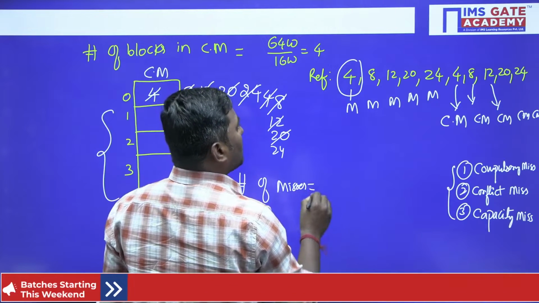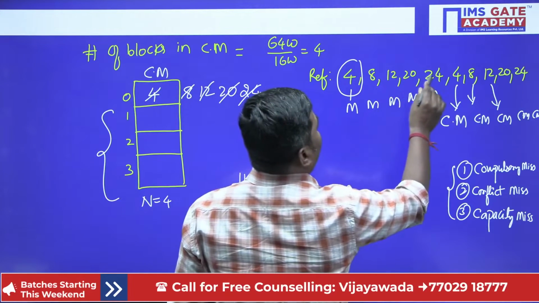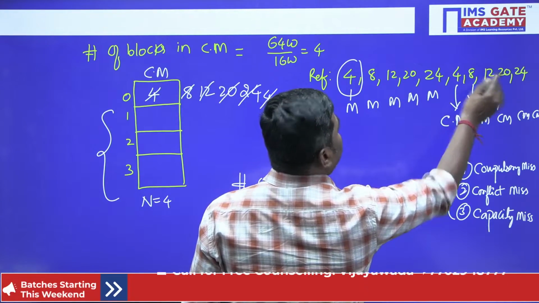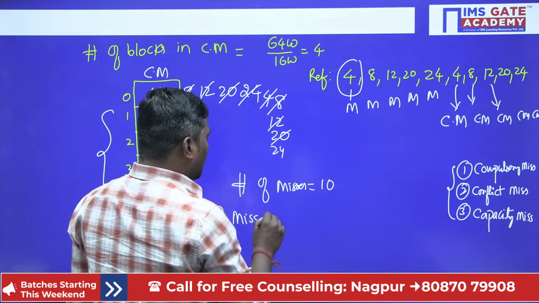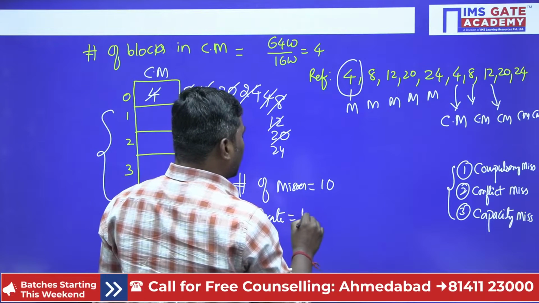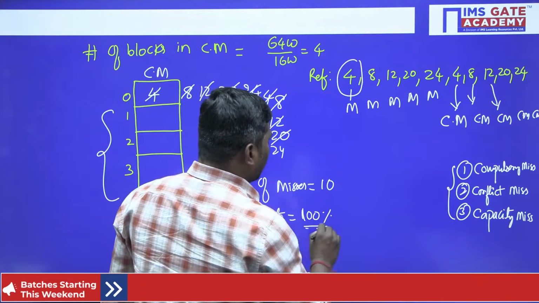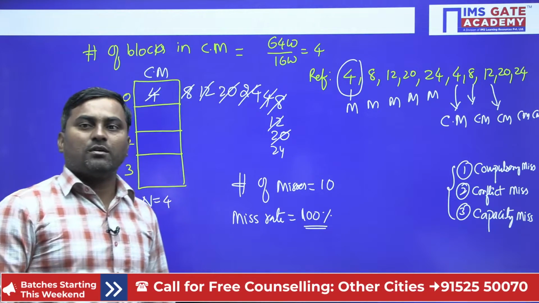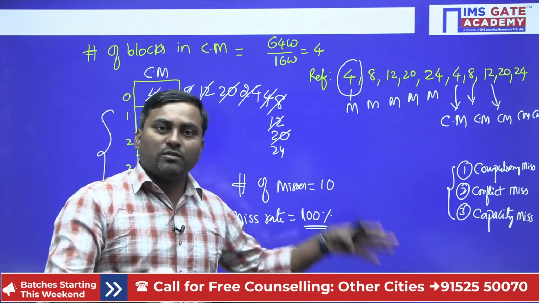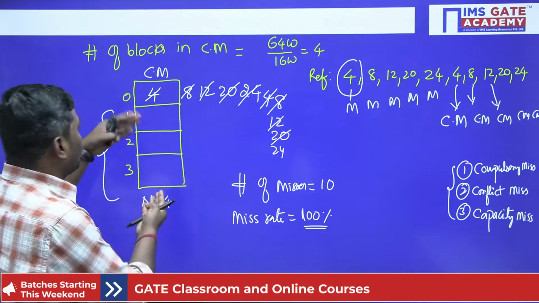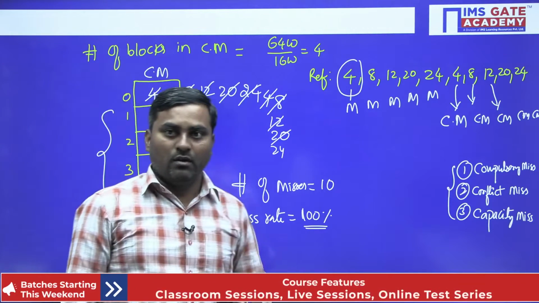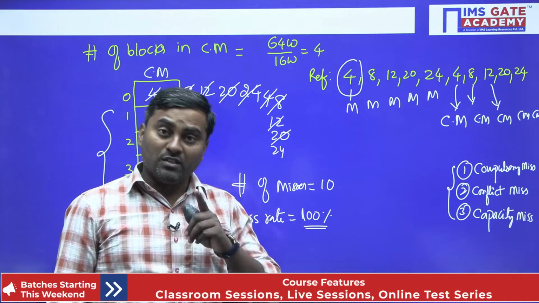How many misses happen? 1, 2, 3, 4, 5, 6, 7, 8, 9, 10. Ten. Suppose I ask you, what is the miss rate of the cache memory? In this case it is 100%, right? Every reference missed. Is it because of the small size of the cache memory? No, it is because we are not able to utilize the cache memory properly. That is the biggest drawback of direct address mapping.